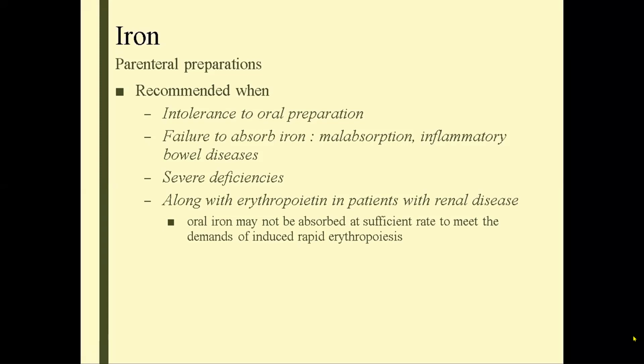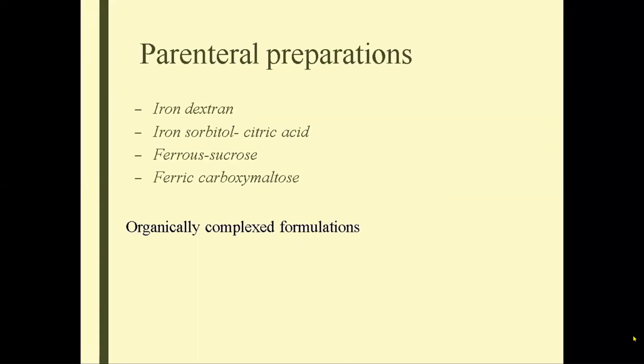So that's why in that case also parenteral preparation is given, right? These are the parenteral preparations: dextran, iron sorbitol, citric acid, ferrous sucrose, and ferric carboxy maltose. Now if you notice here, all of these are organically complex formulations. Dextrans are carbohydrate-like complex classes: dextran, sorbitol, citric acid, sucrose, carboxy maltose.